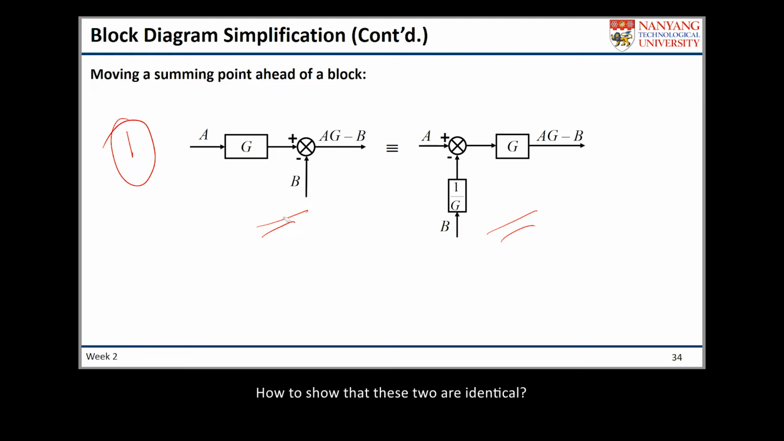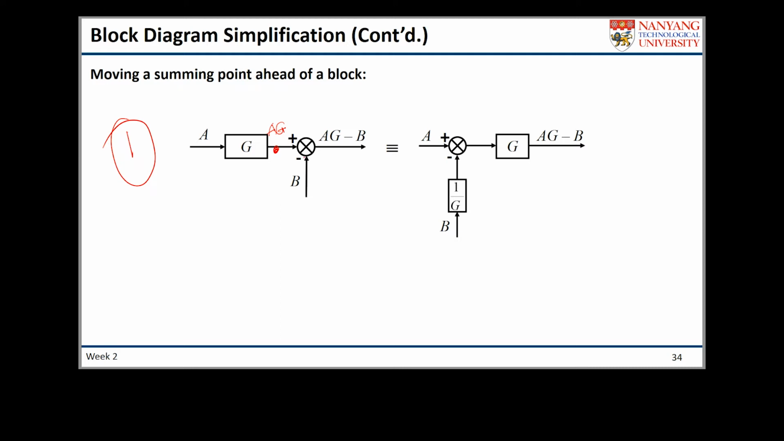How to show that these two are identical? You have to make sure that the outputs of these two subsystems are identical. So if we analyze it, referring to the first subsystem, we have an input A that is coming to the block G. So the output of this block G at this point will be A times G.